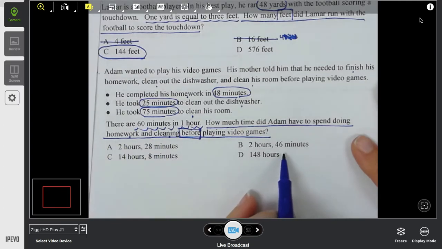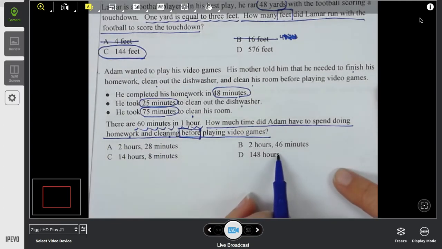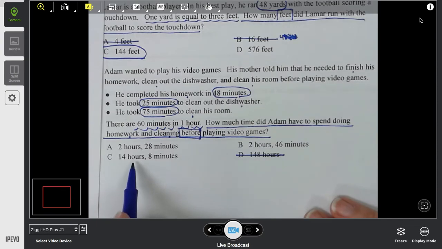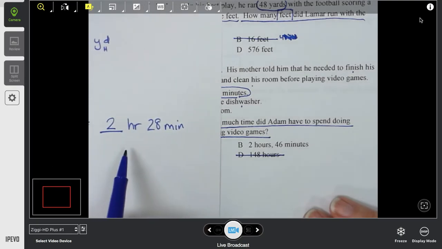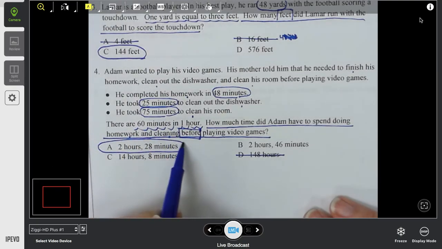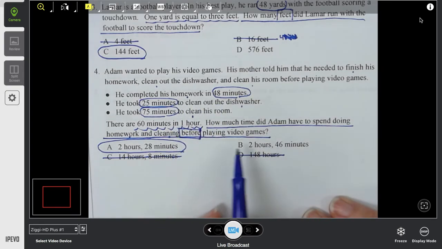Hopefully you crossed out 148 hours because I don't know a mama out there that's going to make you do 148 hours of chores before you play a game. 14 hours, pretty high estimate. And I can see that 2 hours and 28 minutes was my number. So there's my 2 hours and 28 minutes. This I would cancel out as well because this is over half a day, and I'm not going to use those minutes to get there. So I was, again, between 2 answers that were reasonable answers, but once I did my computation, I knew that was the correct one.